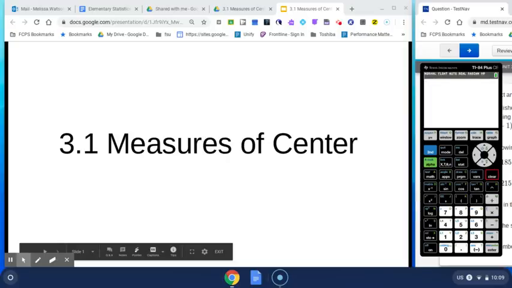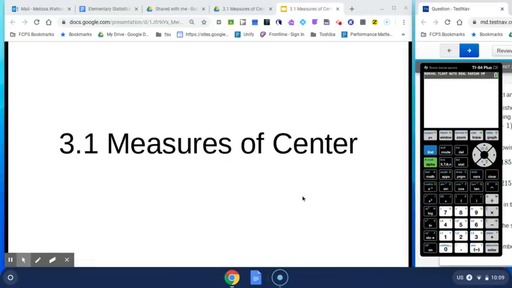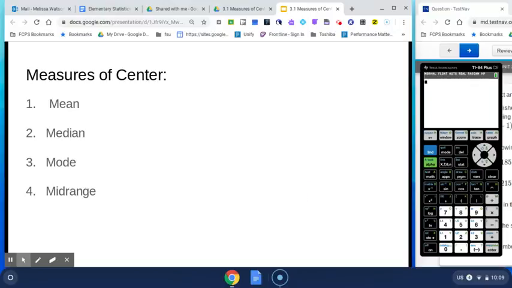Today's lesson is covering measures of center. There are 4 measures of center that we're going to be talking about today: the mean, the median, the mode, and the midrange. The mean is the average of the numbers in the data set. In other words, we're going to add the data values together and then divide by the number of numbers in the set.